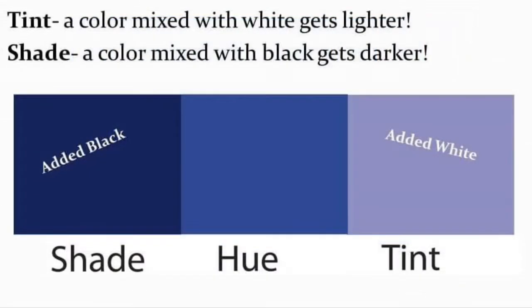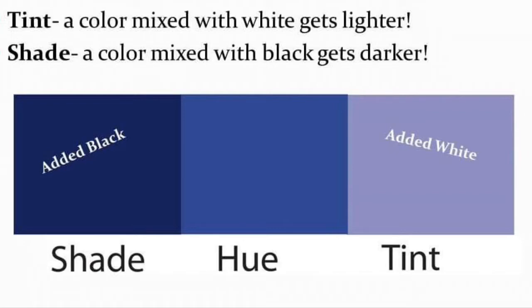So let's talk about the terms tint and shade. A tint refers to the lighter colors. These are the colors that have been made lighter by mixing in white. When we mix white with a color, the color turns lighter. The more white you add, the lighter the color gets. On the other side, we have shades. These are our darker colors. We can create dark colors by adding in black. The more black you add, the darker the color gets.